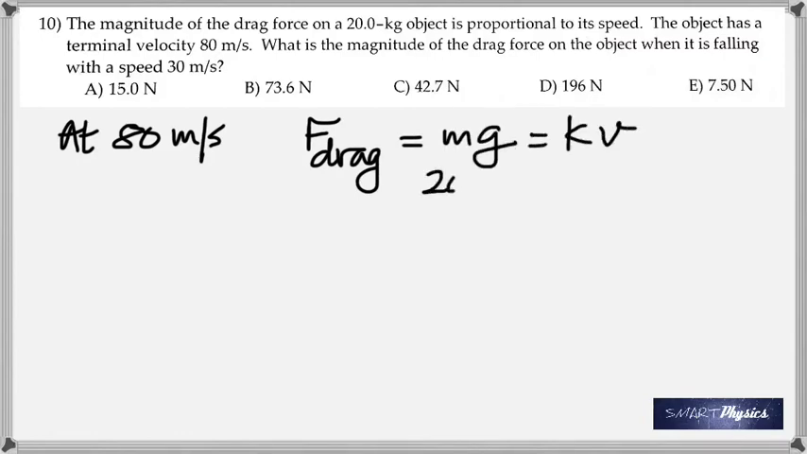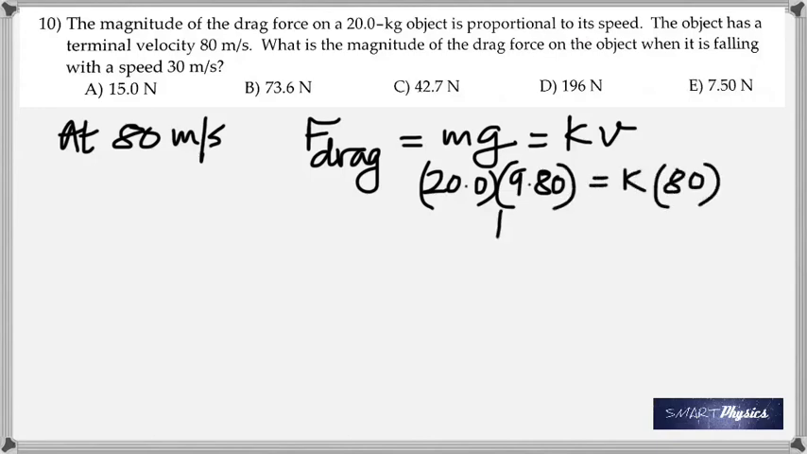But the drag force is given as being proportional to its speed, so it's a constant multiplied by its speed or velocity. Okay, so that's how you write a proportionality as an equal: a constant times the velocity. The mass is 20, g is 9.8. We do not know the constant, so we'll leave it as k, and the velocity is 80.